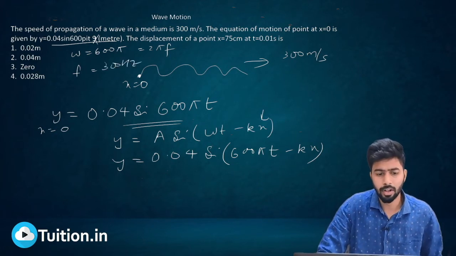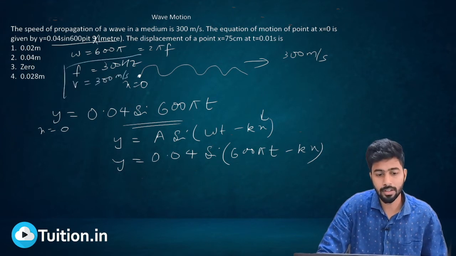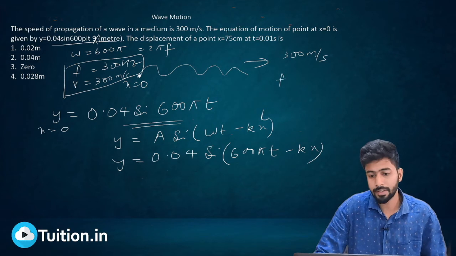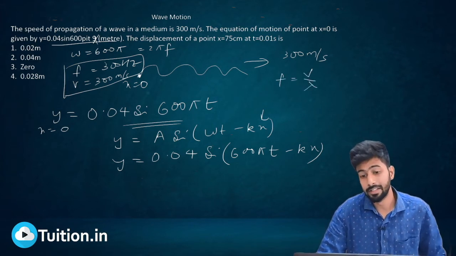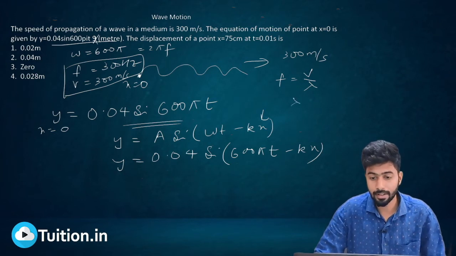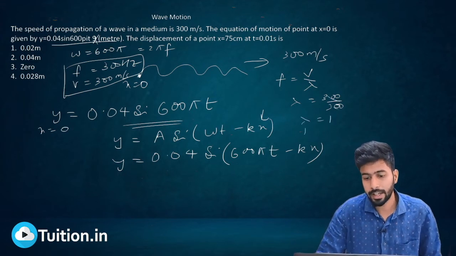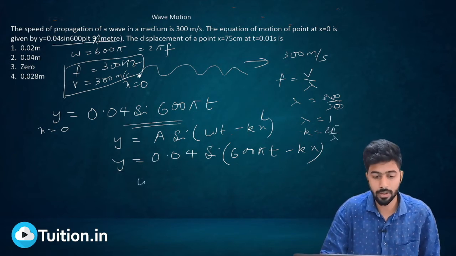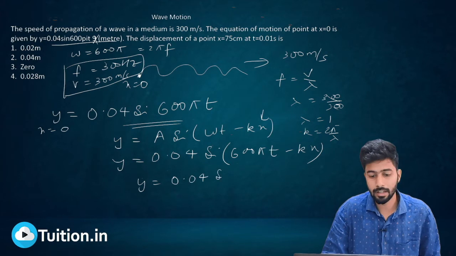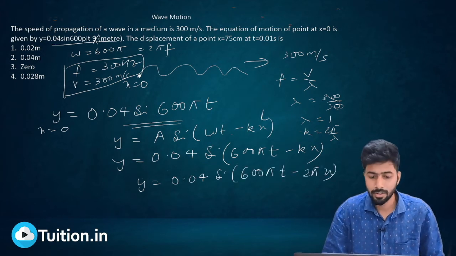And your velocity is also given to you. It's 300 meters per second. So using these two things, you can get λ, because f equals v by λ, or v equals fλ. So λ equals v by f, which is 300 by 300, so it's nothing but 1. So λ is 1 meter. So your k is nothing but 2π by λ, which is 2π by 1. So your k is 2π. So you've got your k also. This is 0.04 sin(600πt − 2πx). So this is the entire equation.